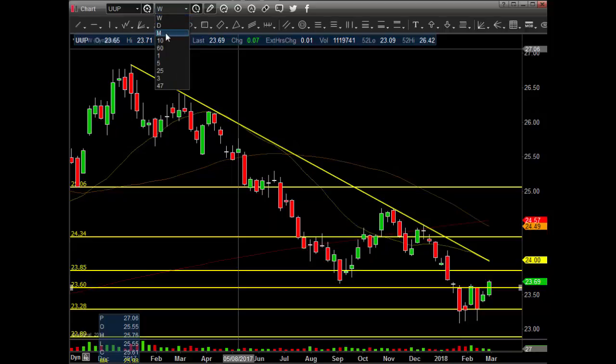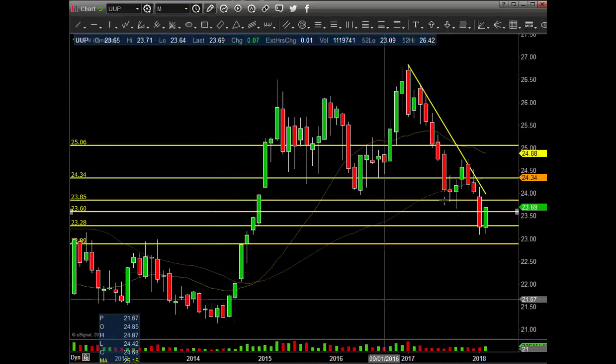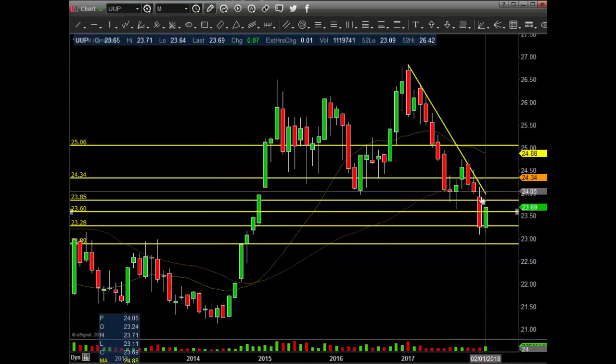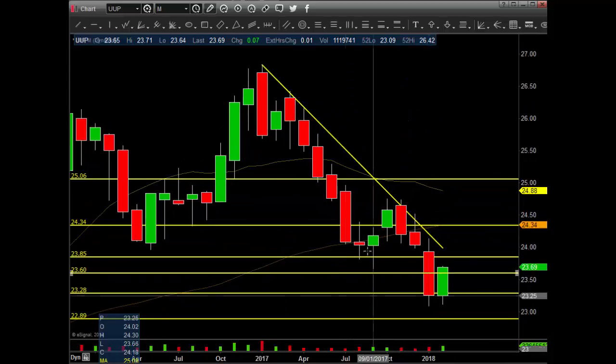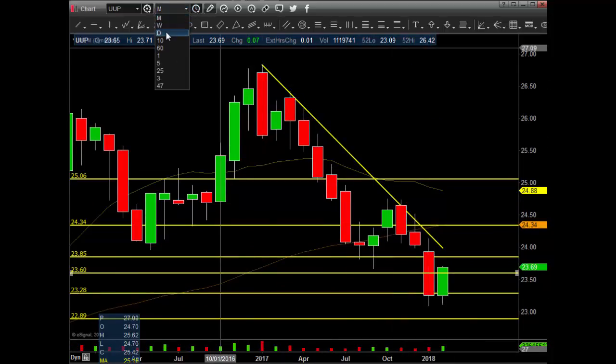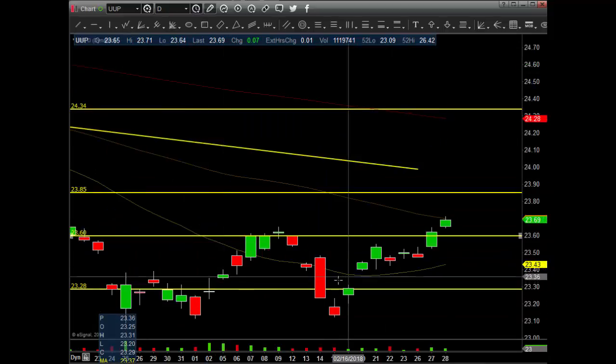Let's go to the monthly. Monthly, same thing. Look at that. And then it's trying here. If it can't get above this area here, 24.13, or even towards that trend line, I don't even like that trend line on the monthly. See what it looks like on the daily. Gosh, let's pull it back.